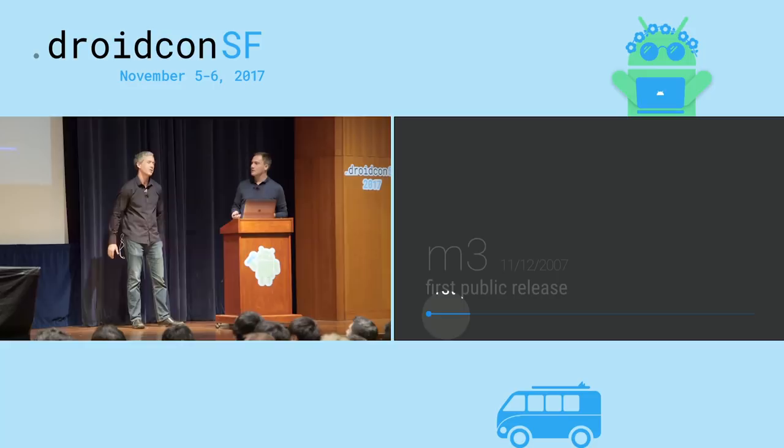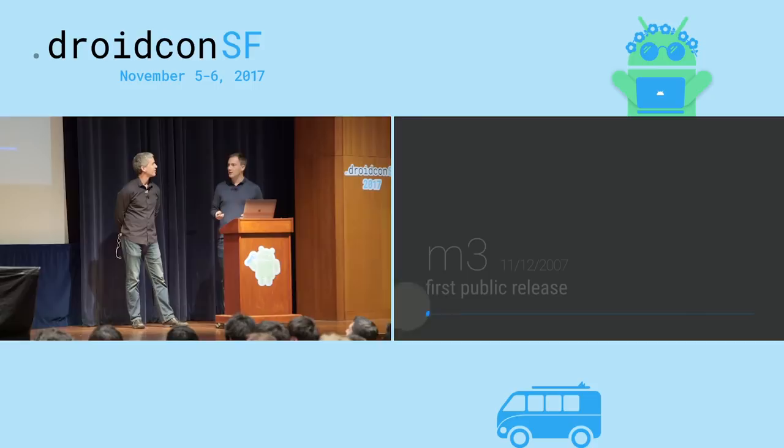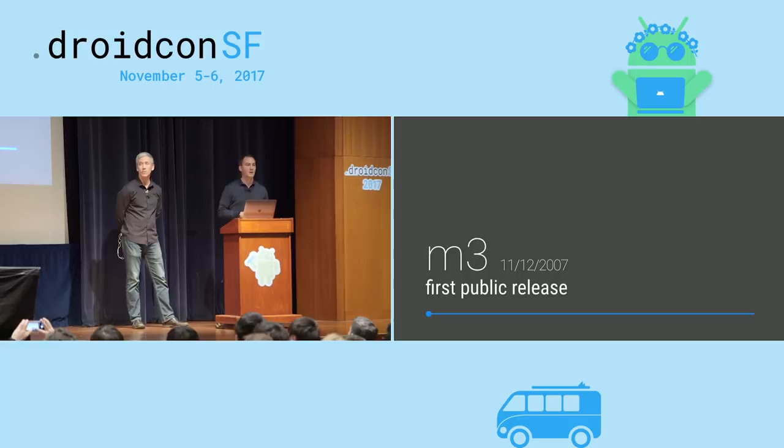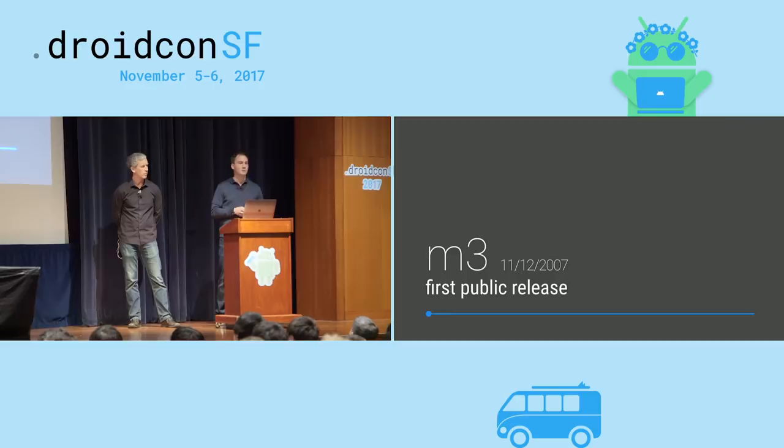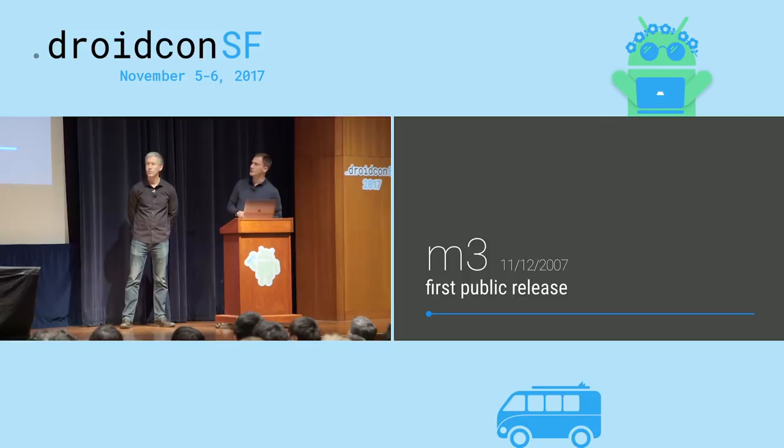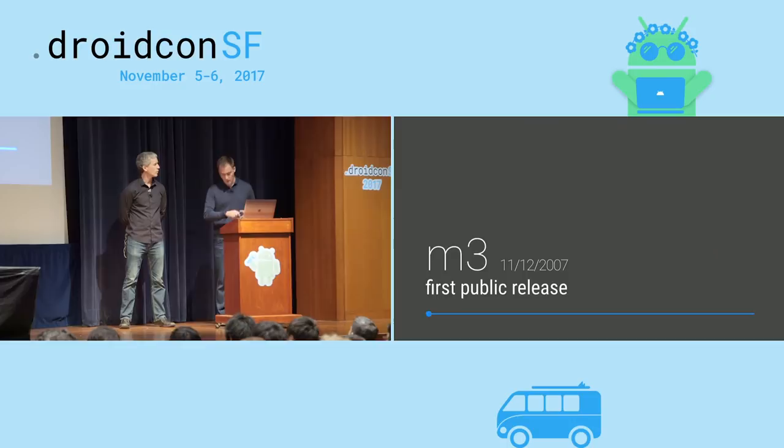Right, so at the bottom we have the full timeline of Android. Every big dot is going to be a major release, and then we're going to have other dots that show you the minor releases like 1.5, 1.6. It's at scale, so that will give you an idea of how often we were releasing new versions of Android back then. Things have changed. The first public release was released on November 12th, 2007. So sometime in a week from now, it would have been 10 years.